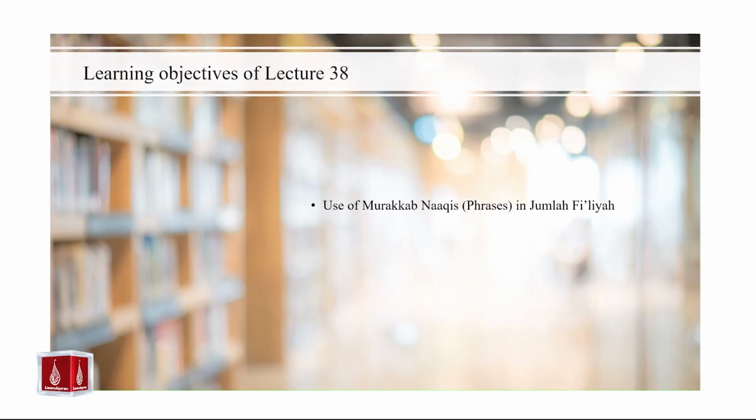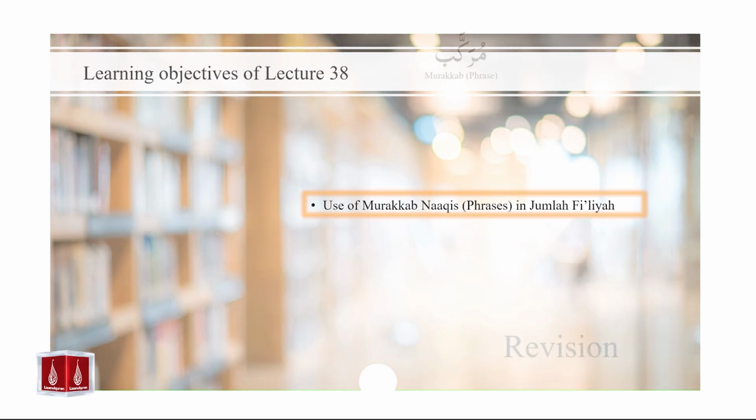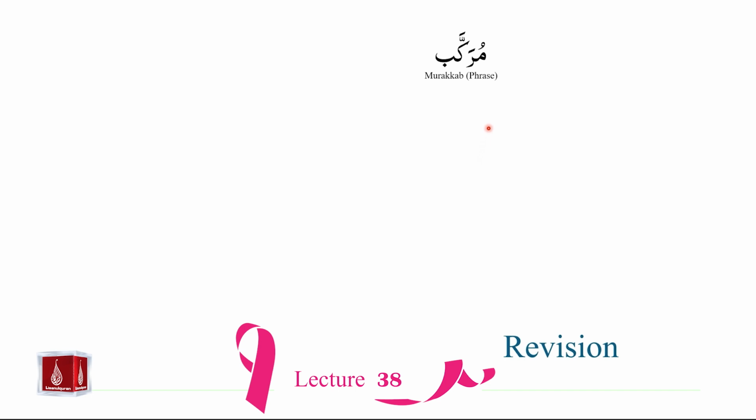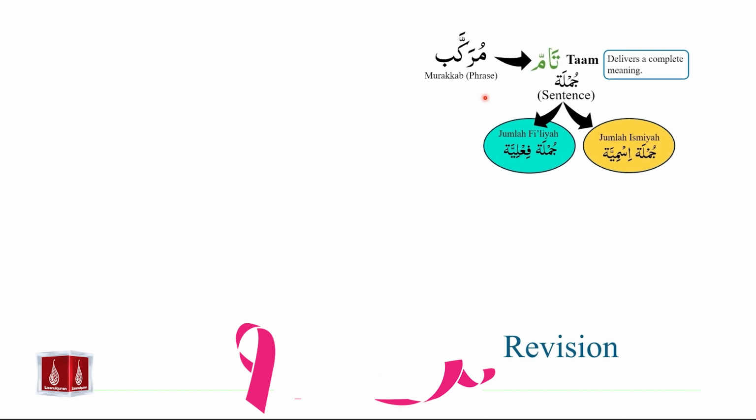In this lecture, we will study the use of murakkab nakis or phrases in Jumla Fe'liya. Now would be a good time to revise murakkab or phrase in Arabic grammar. We studied that there are two types of murakkab. The first is murakkab tam, which delivers a complete meaning.